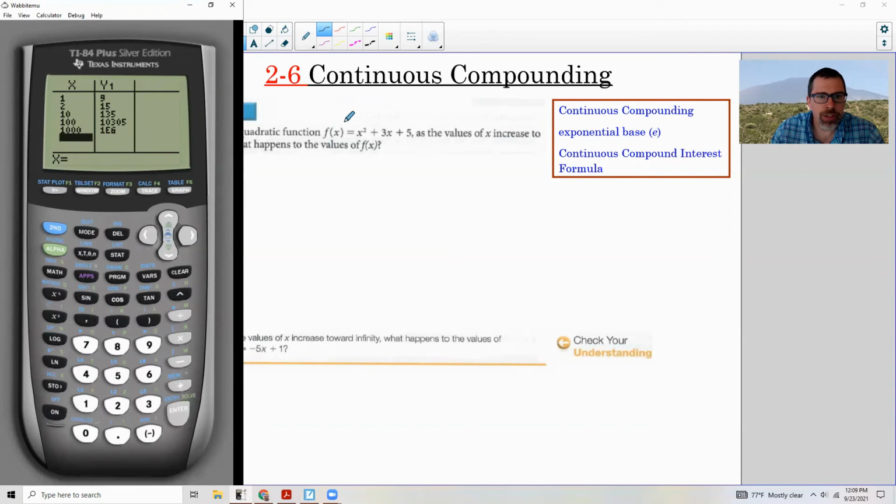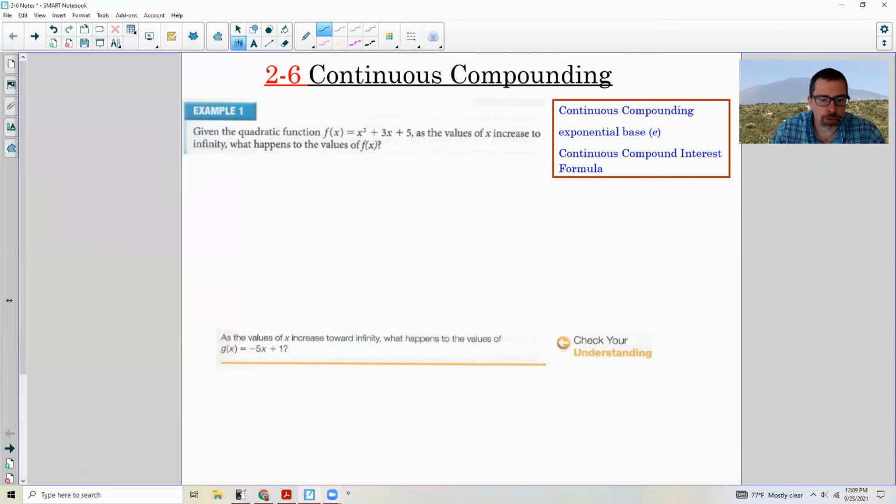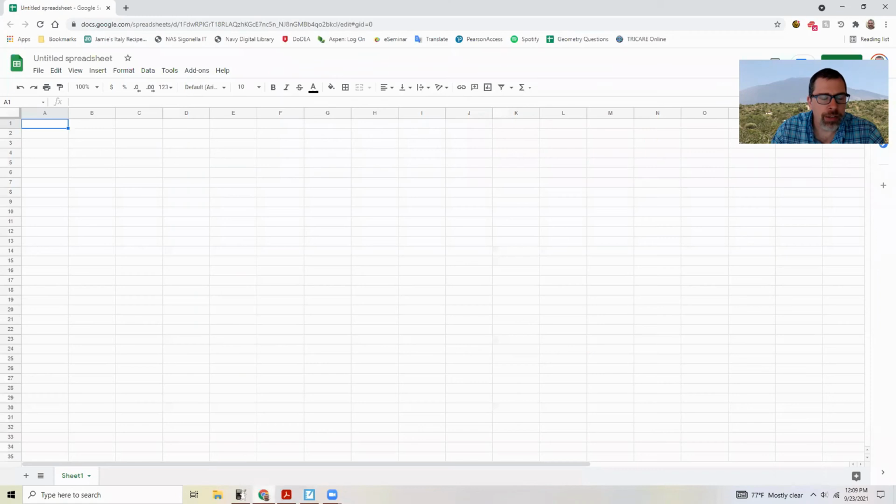Okay, 1,000 squared plus 3 times 1,000 plus 5. I get this E. Okay, it ran out of room, so it's putting it in scientific notation. And they're only giving us the first digit, so it's not very useful. 1 point what times 10 to the 6th power. That's what that E6 means. So the calculator doesn't handle big numbers very well. So I am going to switch over to an Excel spreadsheet.